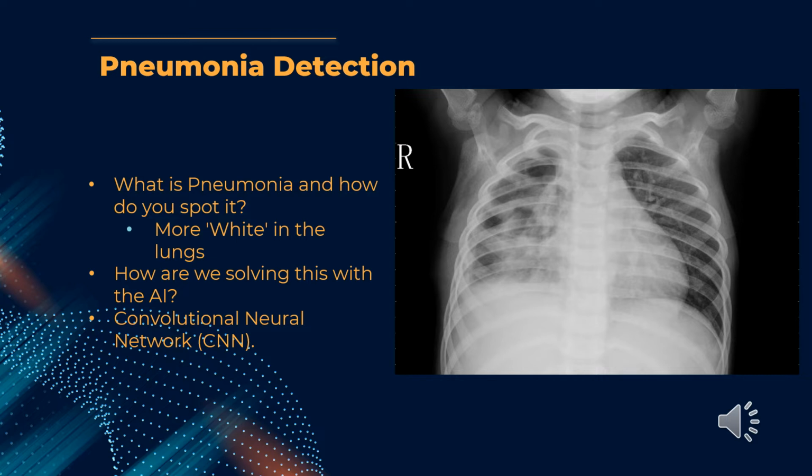In order to detect this with AI, we're using a convolutional neural network. By analyzing X-ray images, we were able to train an AI to detect pneumonia. This can determine if someone has pneumonia or if they are normal or healthy. But to take this further, we can also detect if the pneumonia is viral or bacterial.